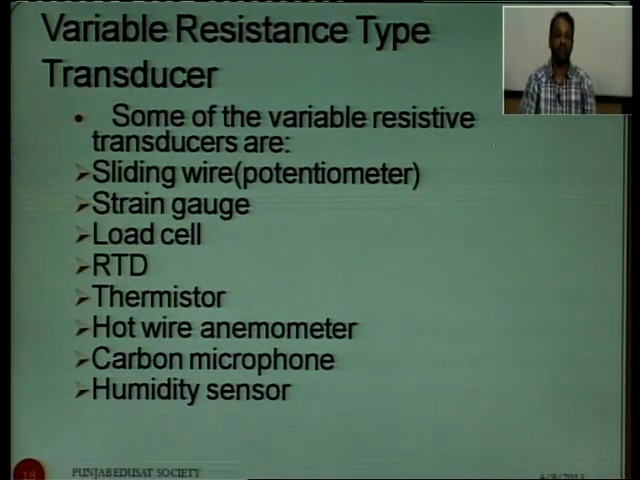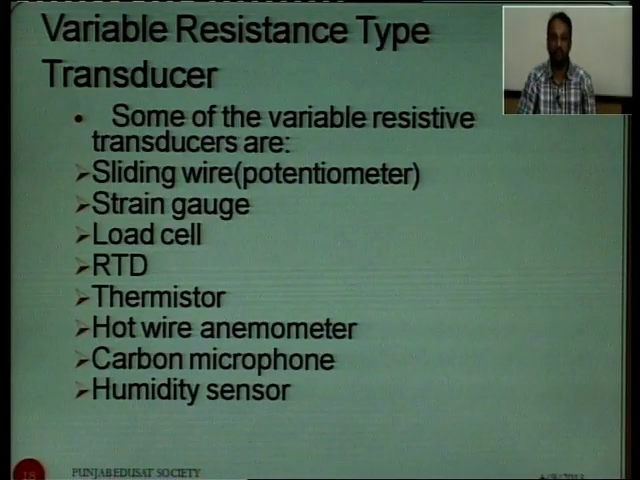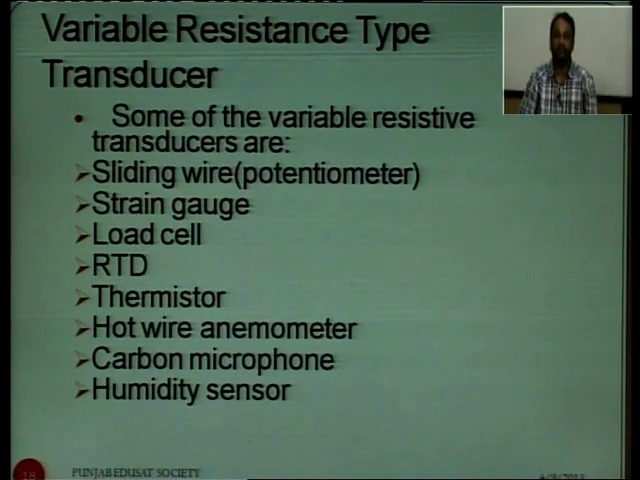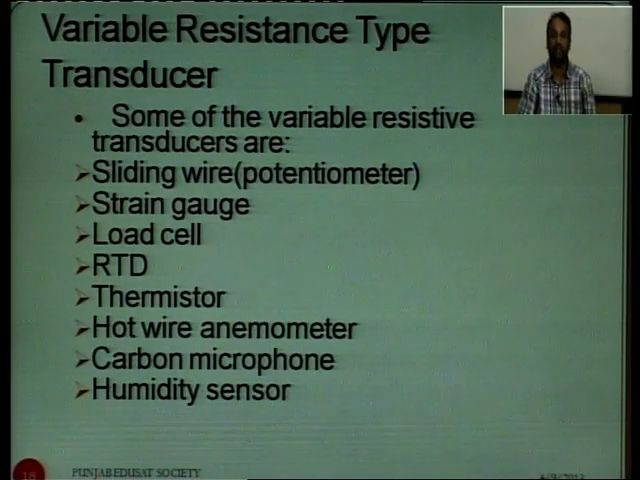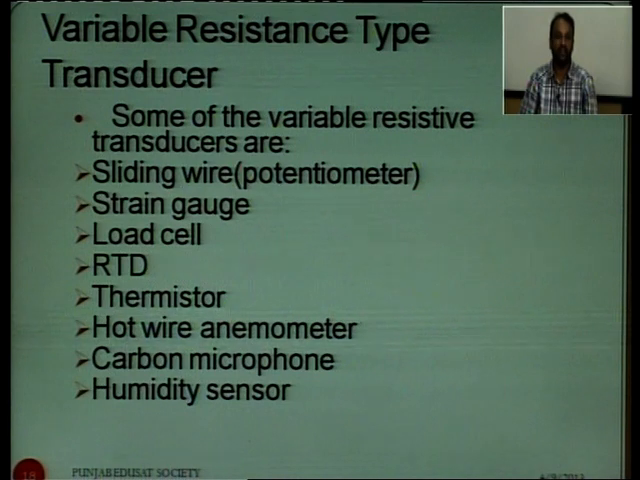Some of the variable resistive transducers are the sliding wire, which is also known as potentiometer, strain gauge, load cell, RTD, resistance temperature detector, thermistor, hot wire anemometer, carbon microphone, humidity sensor. These are some of the examples of variable resistive type of transducers.